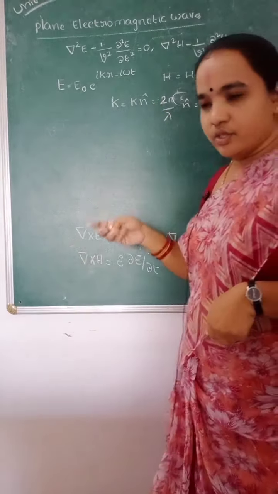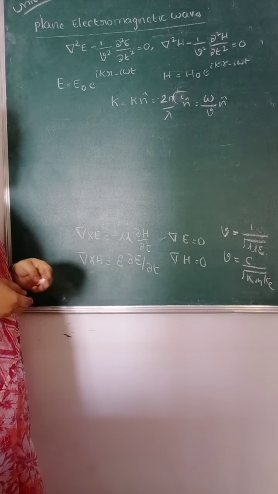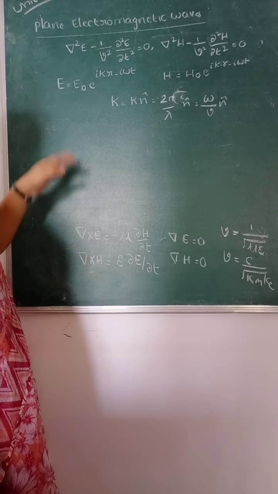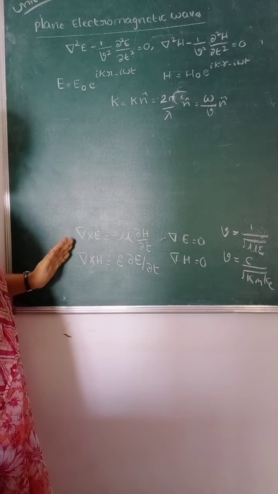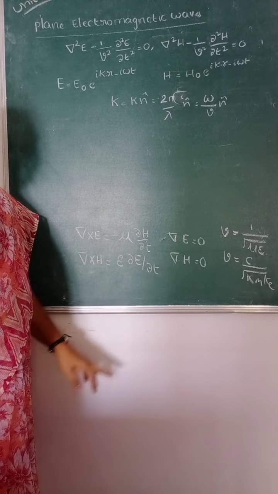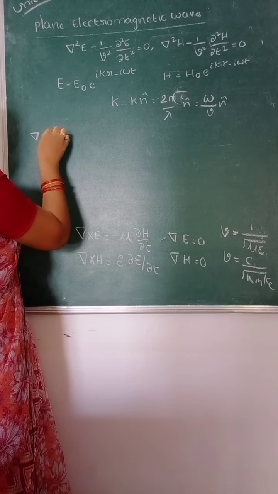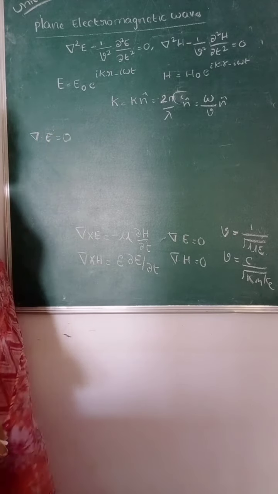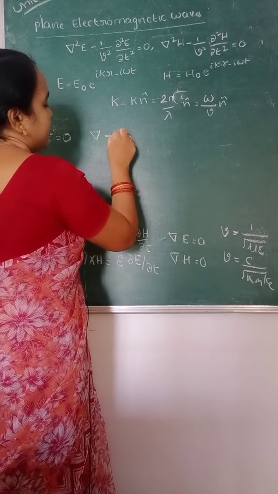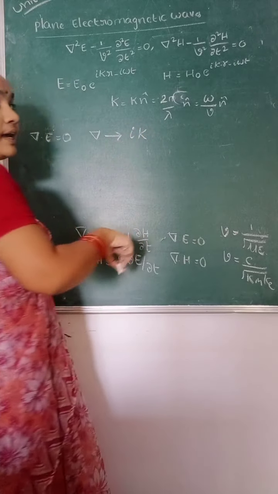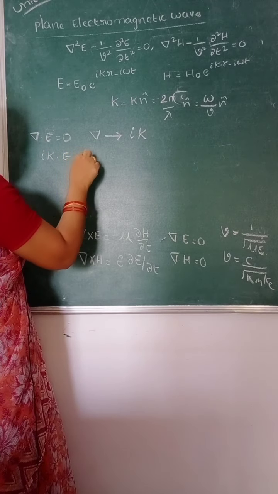Since these two are the solutions for the above two equations for the plane electromagnetic waves and their Maxwell equations in differential form, these two equations should satisfy the four Maxwell's equations. The first Maxwell equation is del dot E is equal to 0. In the last class we have already told that del is always replaced with the value ik. So hence ik dot E is equal to 0.